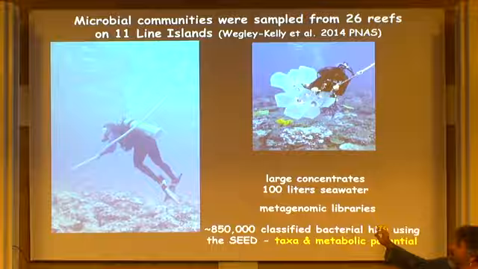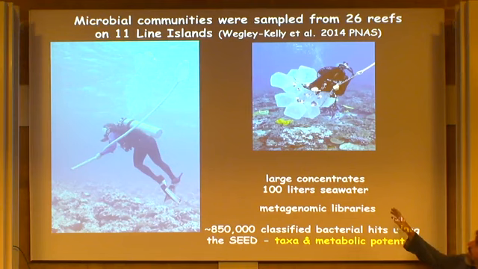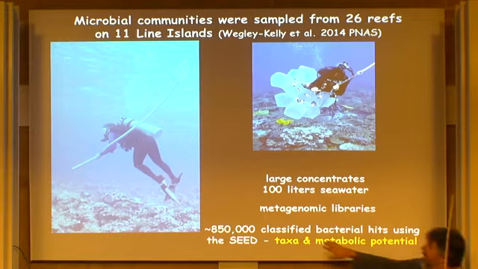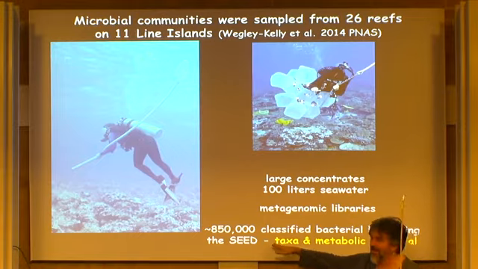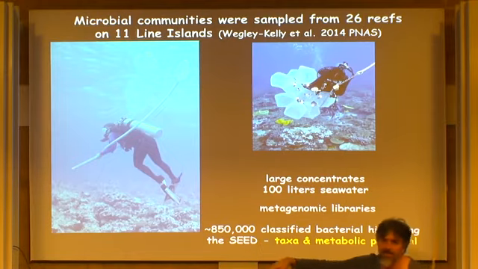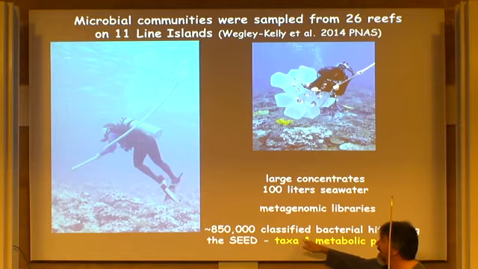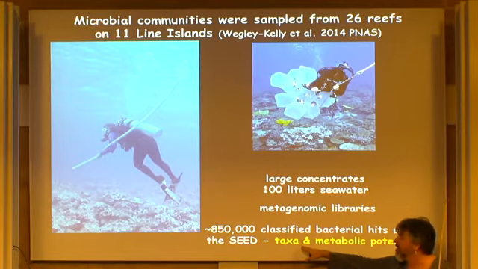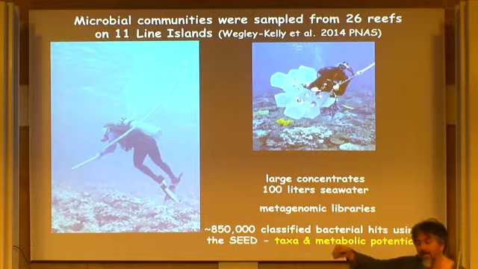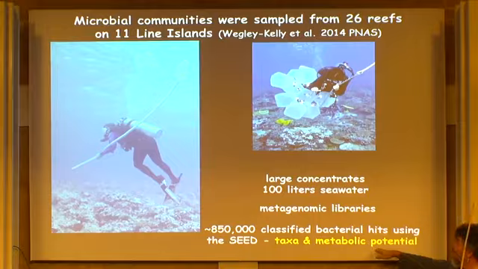What I'm going to show you today is from 11 different islands where we've done multiple reefs on most of the islands, and it's about, I forget, this is usually about half of this, so maybe say 1.6 million reads that we're using to do the classification. This many got hits, and then we're going to divide them into predicted taxa, so what bacteria did they come from, and then predicted metabolic potential, so what types of genes are they encoding.